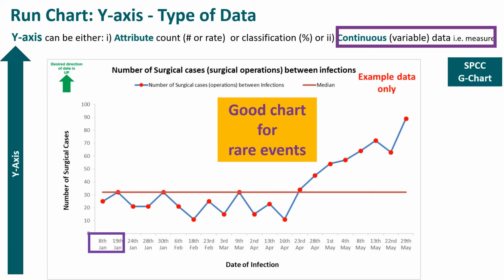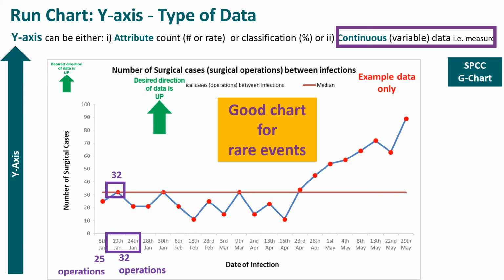So between the 8th and the 19th of January, there were 25 operations between that time. So 25 is plotted on the chart. Between the 19th and the 24th of January, there were 32 operations. So the 32 operations are logged onto the chart. The desired direction of this chart is up because we want to have as many surgical cases between infections as possible. And when this converts to a statistical process control chart, it's actually a G chart that you use.